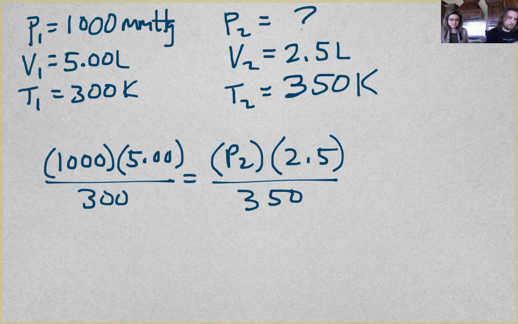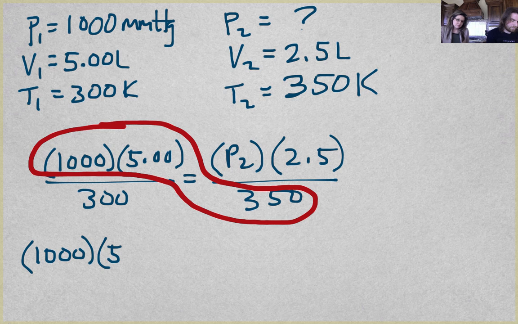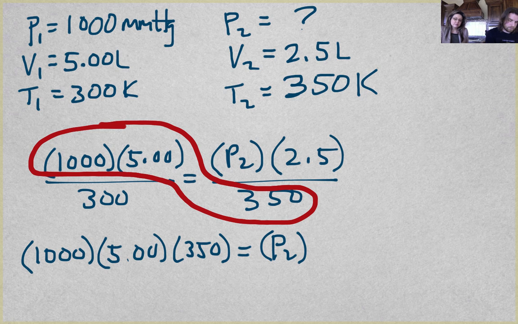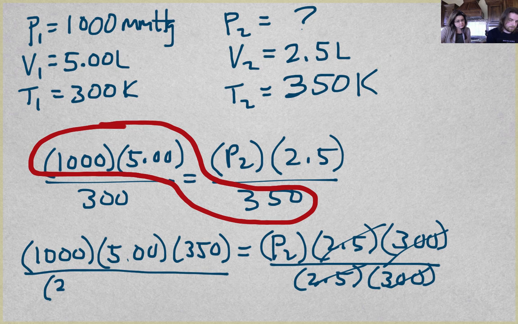Again, we are going to cross multiply. This stuff all multiplied together will be on one side, and the other stuff will be on the other side. So we are going to have 1,000 times 5 times 350 equals P2 times 2.5 times 300. This is going to be a big number. We're going to divide both sides by 2.5 times 300 to get rid of this, because remember, what we do to one side, we have to do to the other side.